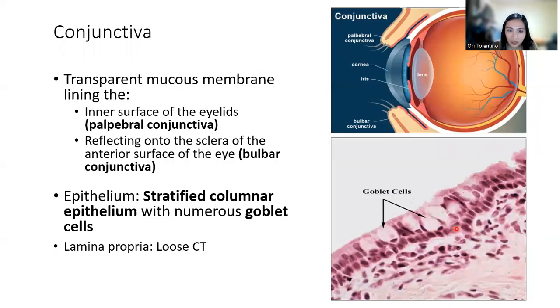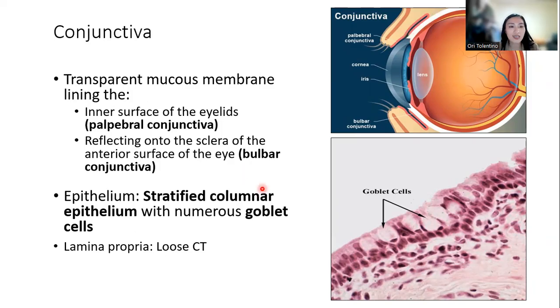It is lined by stratified columnar epithelium. You can see the columnar cells in many layers with many goblet cells. The lamina propria is made up of loose connective tissue. Again, the inner surface of the eyelid, the palpebral conjunctiva, folds over and covers the white of the eye on its anterior part. This is the bulbar conjunctiva.